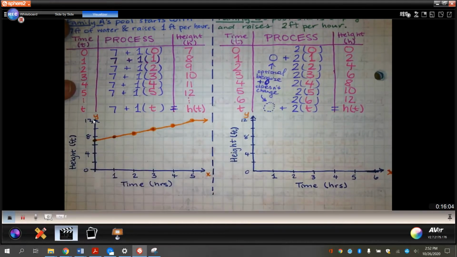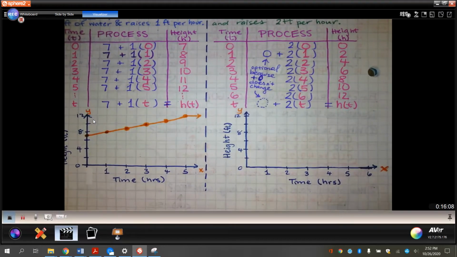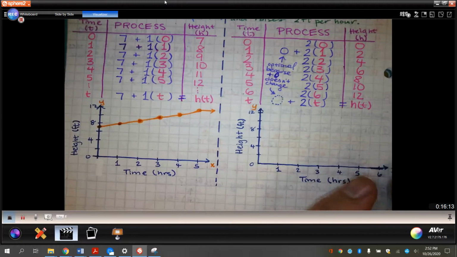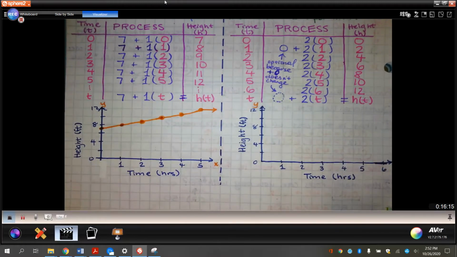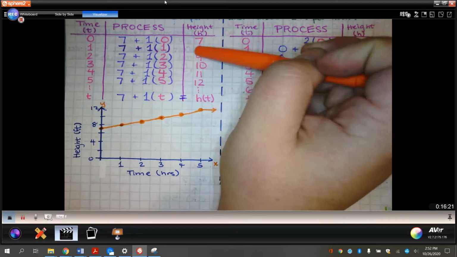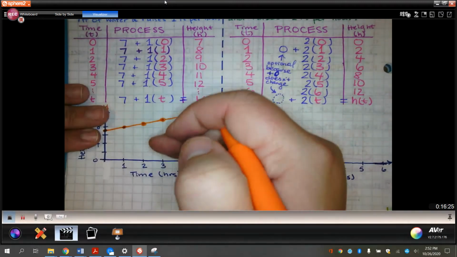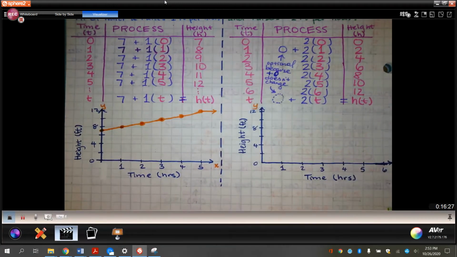Now, notice I connected my points. The reason I did that is because time and height are 2 things that are measured, which makes this continuous. And that's also because if you think about it, it's hitting every single point. Between 7 feet and 8 feet, every single measurement between those 2 things is being hit because the water is slowly rising between those 2 things. It doesn't just jump from one thing to the next. So it's a continuous graph.